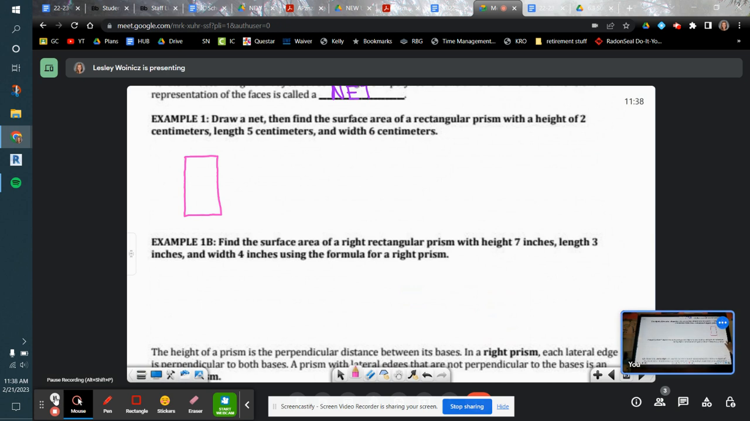Okay, so we've got a length of 5. Whoa, this is not to scale. And then a width of 6, right? And then its height is 2. So it's going to have little flaplets like this. Just big enough where you can read it. Try to make your 2s as even as possible.